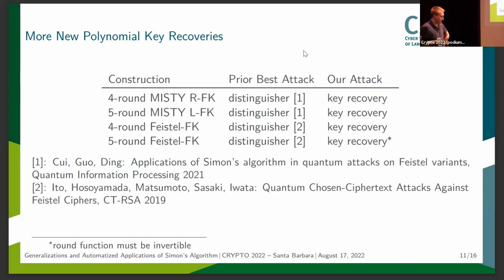One thing about these distinguishers: of course, one could use them to build key recoveries based on, for example, the Grover meets Simon approach. But then again, the number of queries one needs is not polynomial anymore, but exponential. And since we only rely on Simon's algorithm, we only need a polynomial amount of queries.